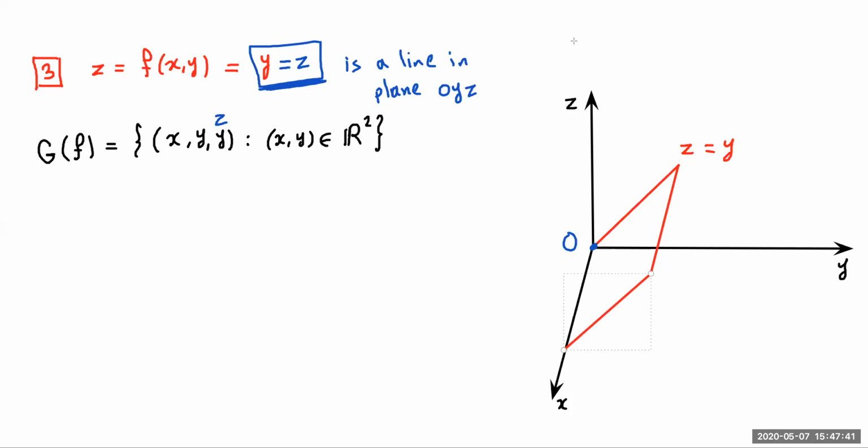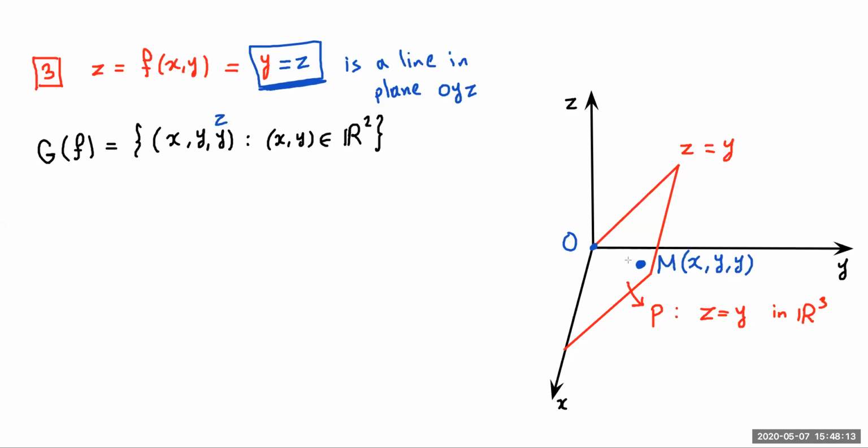So you have a plane here. This is the plane z equal y in R3. If we take any point M in this plane, x is any number, because this point could move like this, but y is always equal to z. So x, y, y.